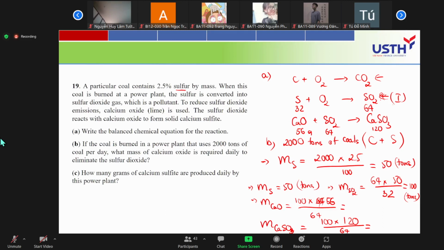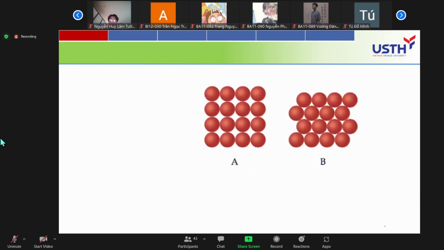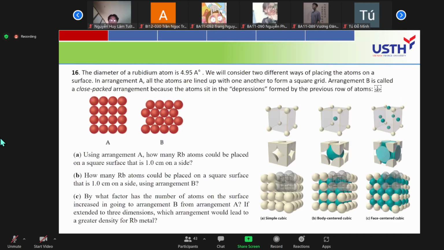So, okay, guys, let's go back a little to the exercise about the results. I believe you understand how to calculate it. This one is an exercise from high school. Okay, so for exercise number 16 here.